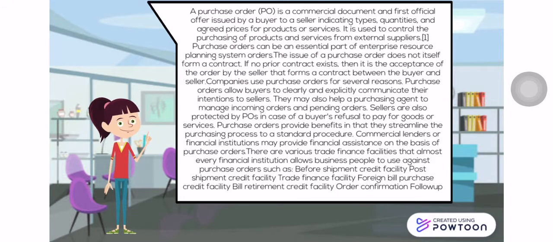A purchase order is a commercial document and first official offer issued by a buyer to a seller, indicating types, quantities, and agreed prices for products or services. It is used to control the purchasing of products and services from external suppliers. Purchase orders can be an essential part of enterprise resource planning system orders.